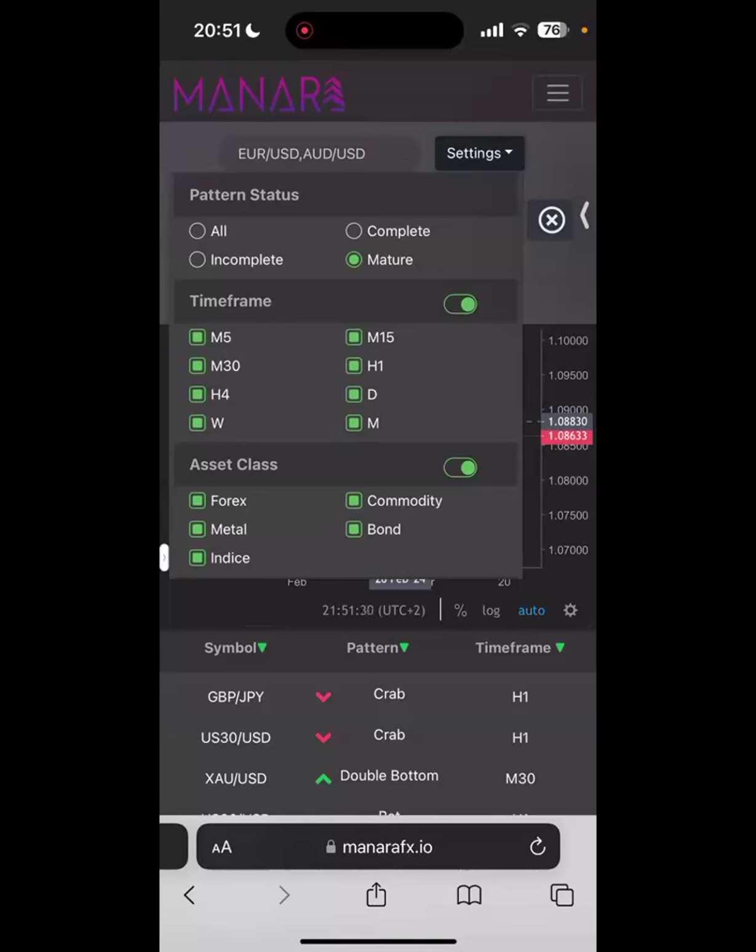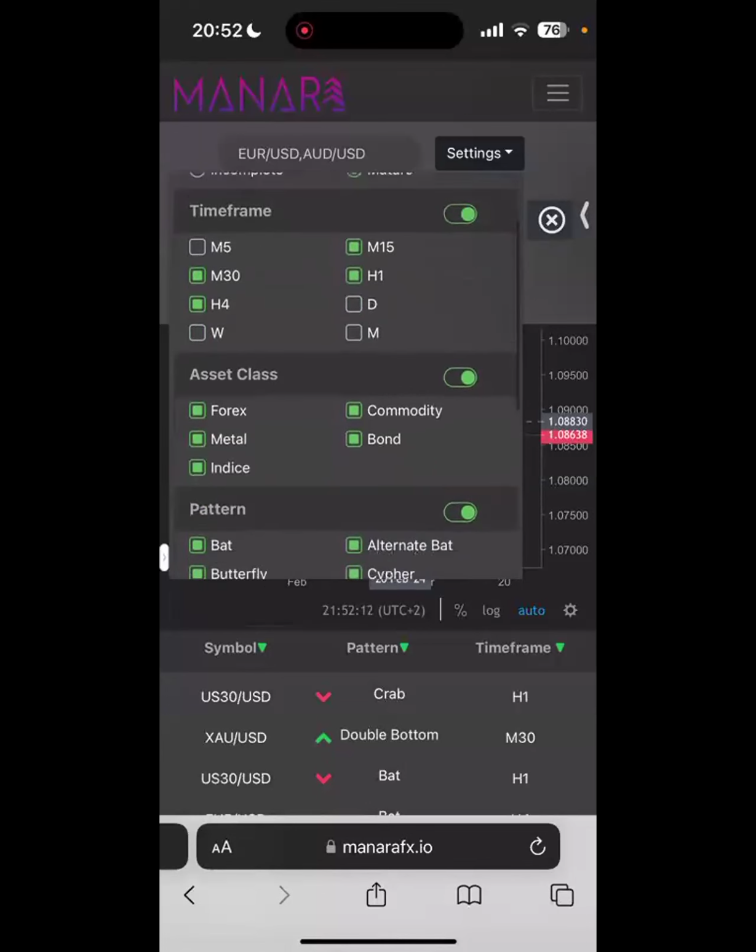Okay, on time frame, turn off 5 minutes. Turn off weekly, turn off monthly. Turn off daily as well. That's 4 hours. Okay. So on asset class, just choose Forex and metal.